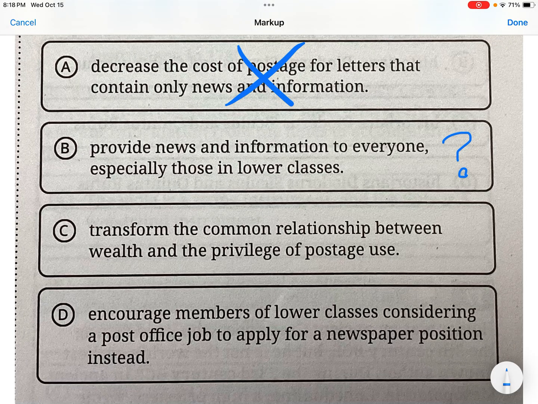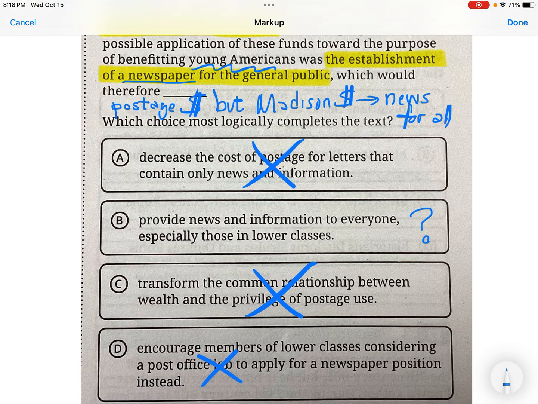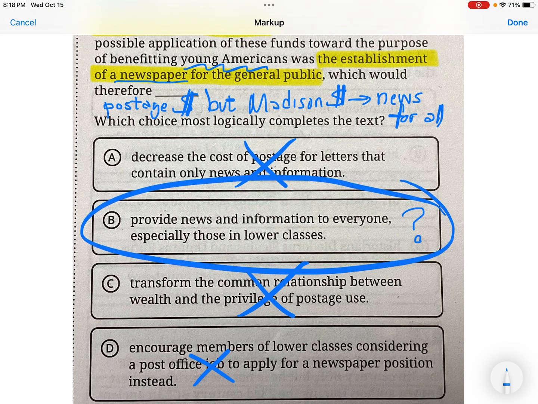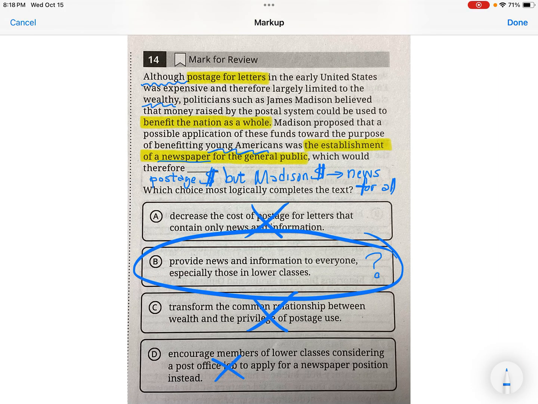Transform the common relationship between wealth and the privilege of postage use. No idea what that means. Encourage members of lower classes considering a post office job. No, it didn't say anything about post office jobs. Okay. So B is really pretty much the only answer choice that does not disagree with our annotating. That is the most sensible conclusion. And I believe that is the answer that Princeton tells us is the correct one.